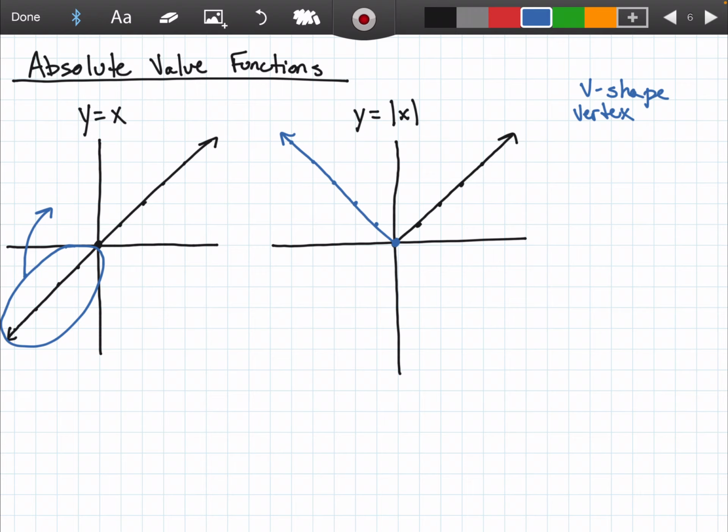And yeah, let's just start off there. And here's absolute value equations. I have this format. Does that look a little familiar?